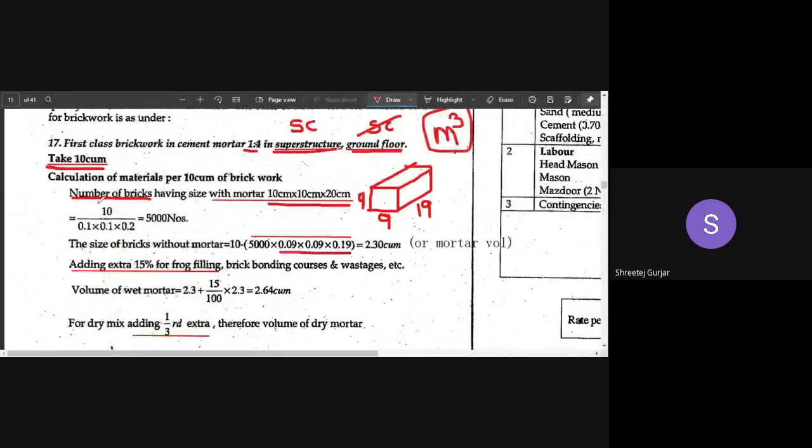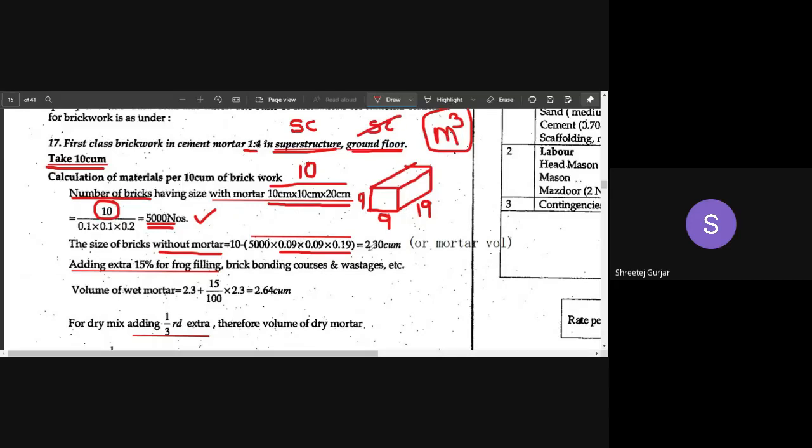So 10 meter cube is the total volume that we have to work. Then what is the volume of one brick? One brick including mortar is 10 into 10 into 20. So divide the volume that we are going to construct by the volume of one brick. You will get the number of bricks including mortar, that is 5,000. So we have got 5,000 number of bricks which are required. Okay. Now size of bricks without mortar. Without mortar, what is the size of brick?